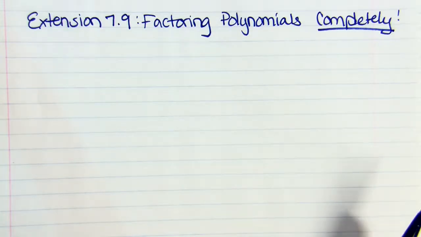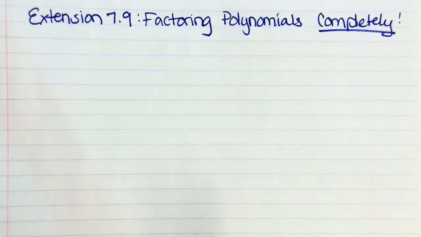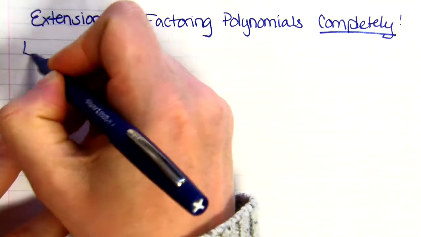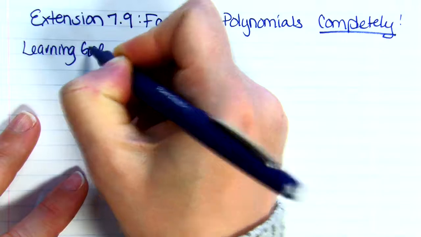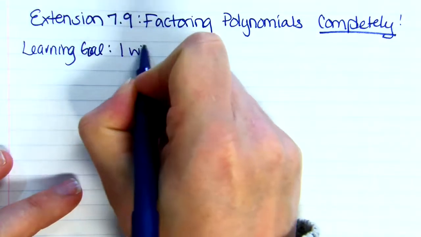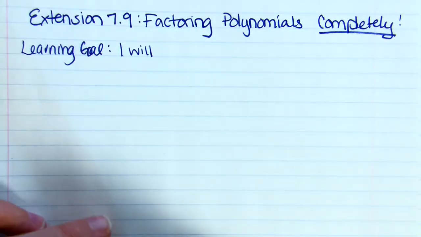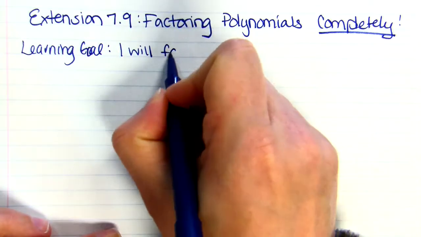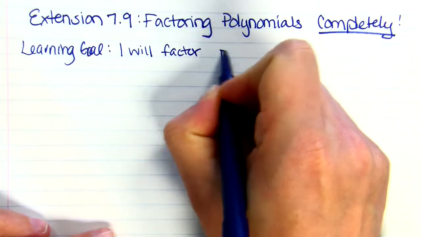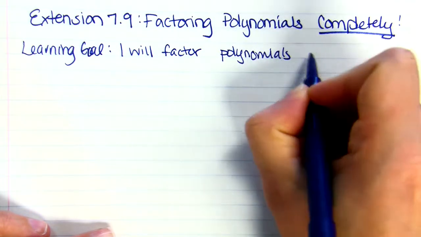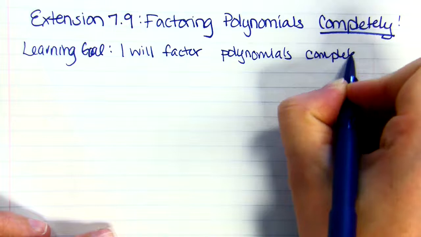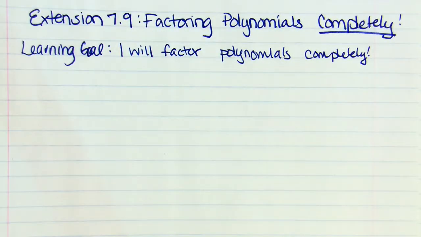Okay, here it is, the final section in what probably feels like the unending chapter 7, factoring polynomials completely. This is our extension. Our learning goal is: I will factor polynomials completely. So what that means is polynomials, exclamation point, because it's exciting.